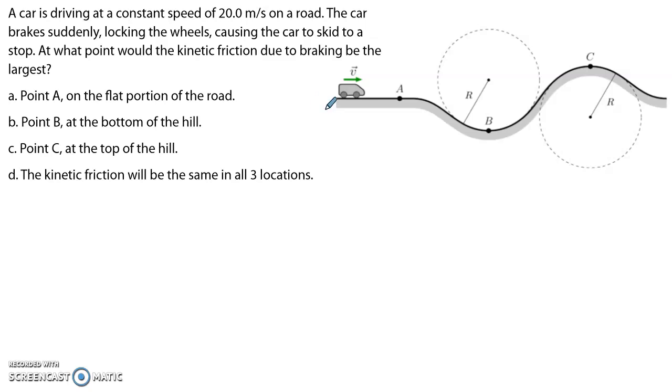And we're giving you three options of points. The first point is at A, where we have just a flat road. Then there's point B, that is at the bottom of a hill. And then at point C, which is at the top of the hill. The fourth option is to say that the kinetic friction will be the same in all three locations.